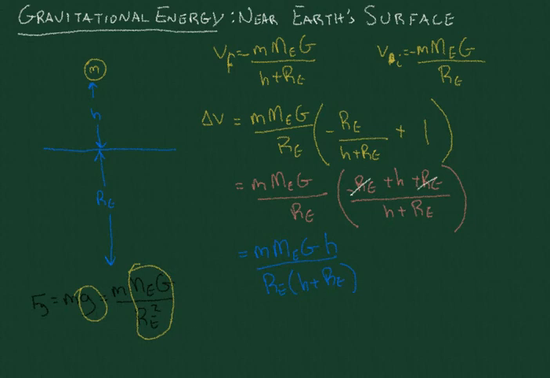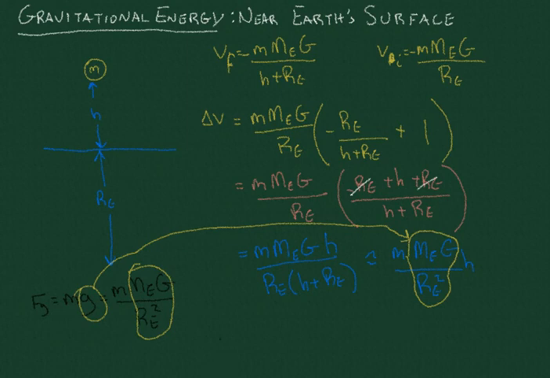So let's say we have a situation where the radius of the Earth is much bigger than h. Okay, then this is clearly going to be approximately the mass of the object times the mass of the Earth, G, over the radius of the Earth squared times h. Well, again, this just becomes little g, the acceleration due to gravity. So in other words, our change in potential is just mgh.